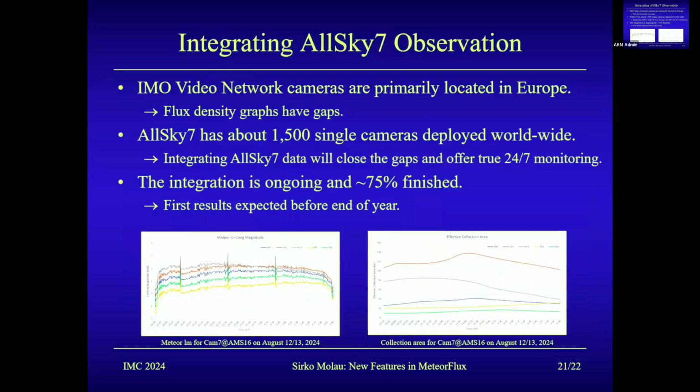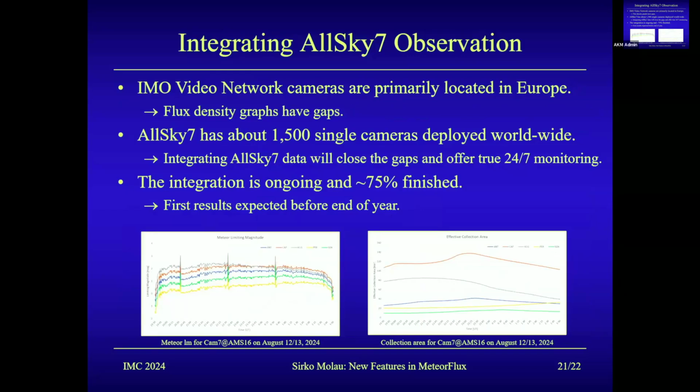I was working hard, I didn't manage. So far, one of our problems is that the IMO network is mostly focused on Europe. So most of the data that we have in MeteorFlux come from Europe. So we have usually these gaps in our flux density graphs because we have just the European nighttime hours. For the America, we have nothing.